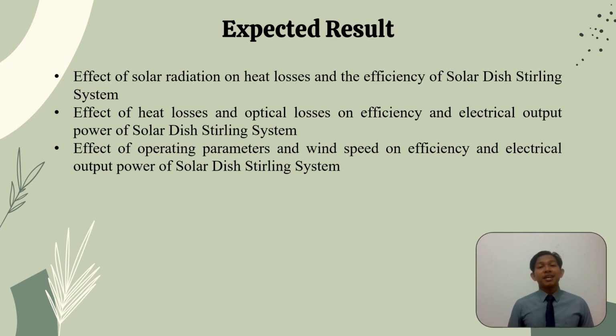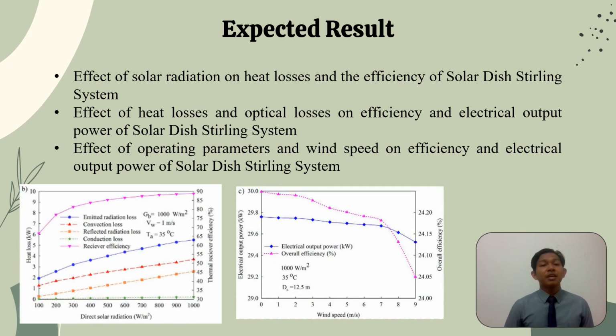The expected result that I wish to achieve by the end of the study is as follows. First, the effect of solar radiation on heat losses and the efficiency of solar distilling system. Second, the effect of heat losses and optical losses on the efficiency and electrical power output for solar distilling system. And lastly, the effect of operating parameters and wind speed on efficiency and electrical output power of solar distilling system. So these are some examples of results that I take from the literature review that I have done.